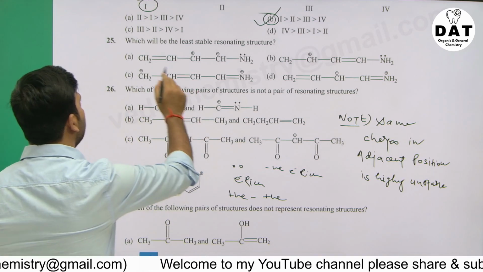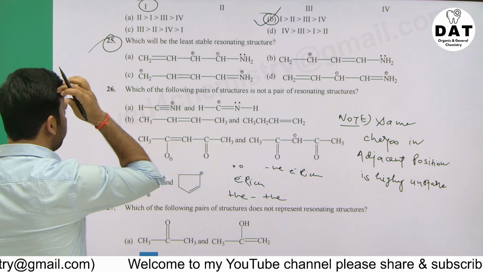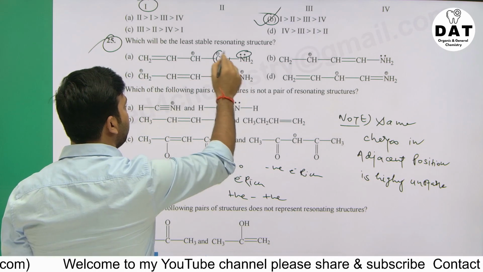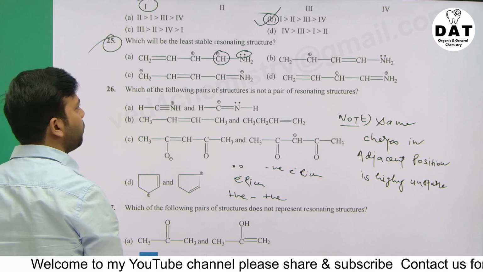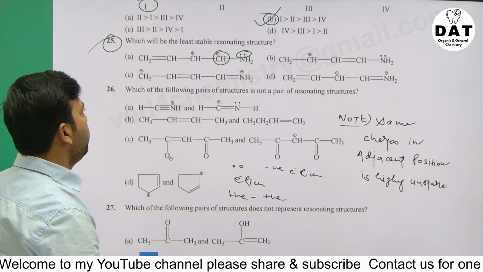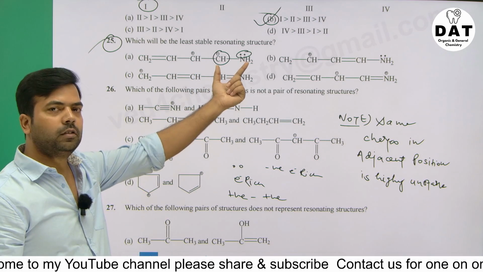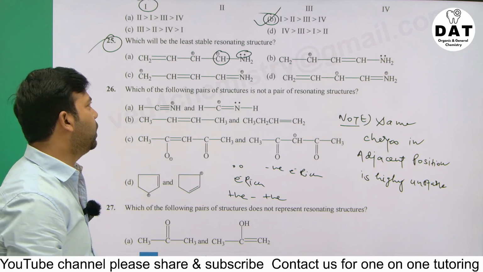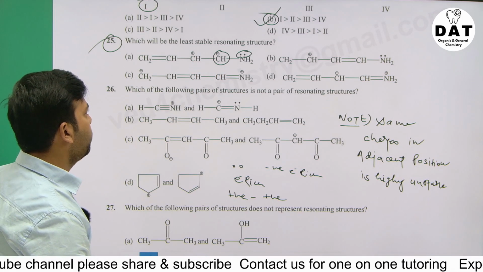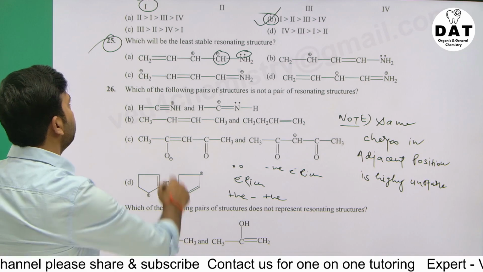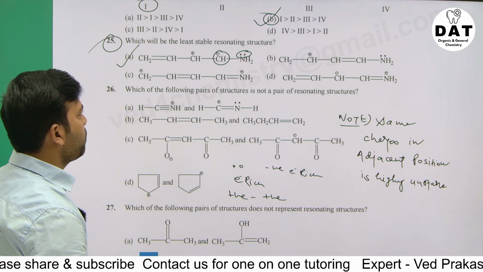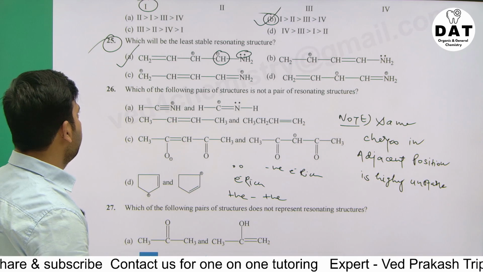So you can see here 25. In option A, you can see nitrogen has a lone pair and carbon has a negative charge. Make sense? So these two are electron rich and they are very close, adjacent. So this is the instability case, okay. So the least stable will be option A. And the next one is 26.